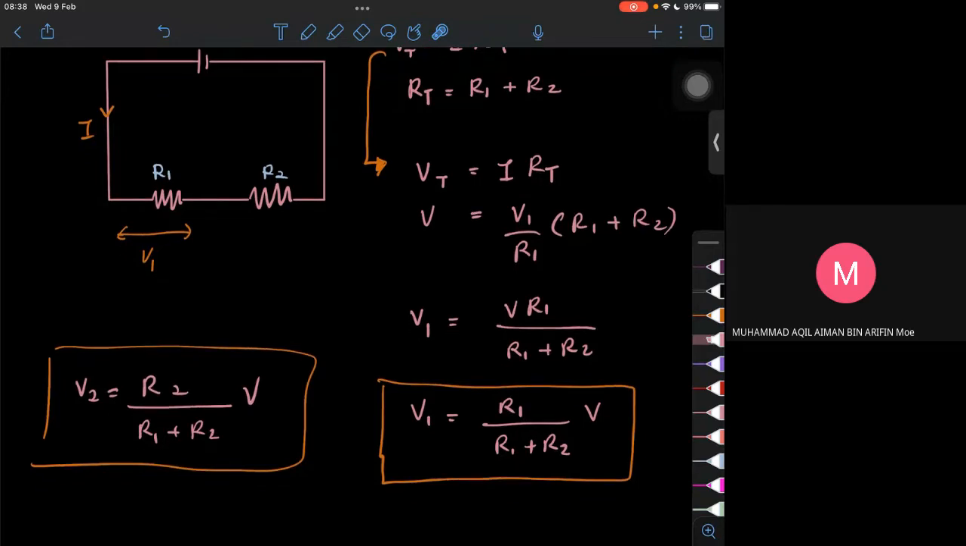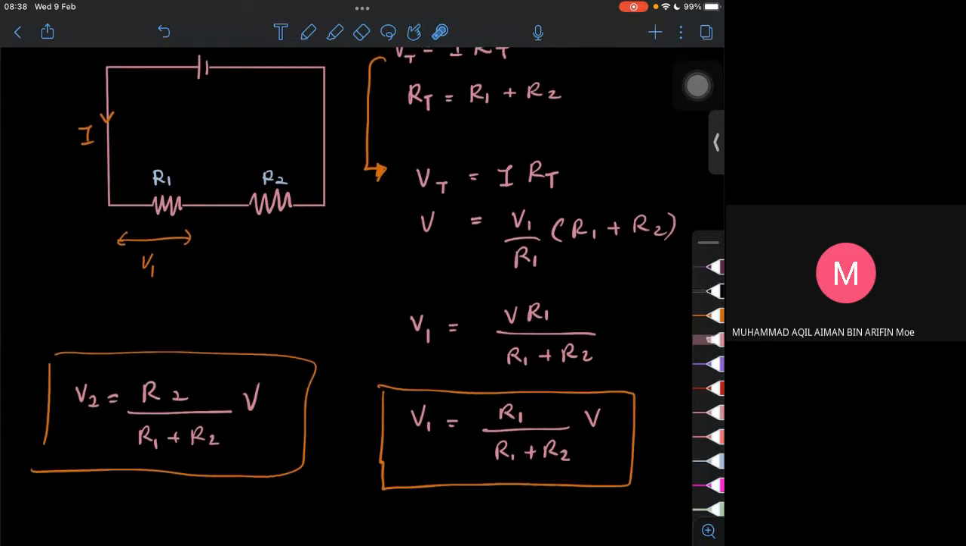So this potential divider only applies on a series circuit. We can use it for series circuits only. So if later we get a circuit in terms of parallel, we need to simplify the circuit into a series circuit. This one here. So at the bottom it will always be the total resistance. If we want to find V2, on top will be R2. At the bottom will be the total resistance, times with the voltage.